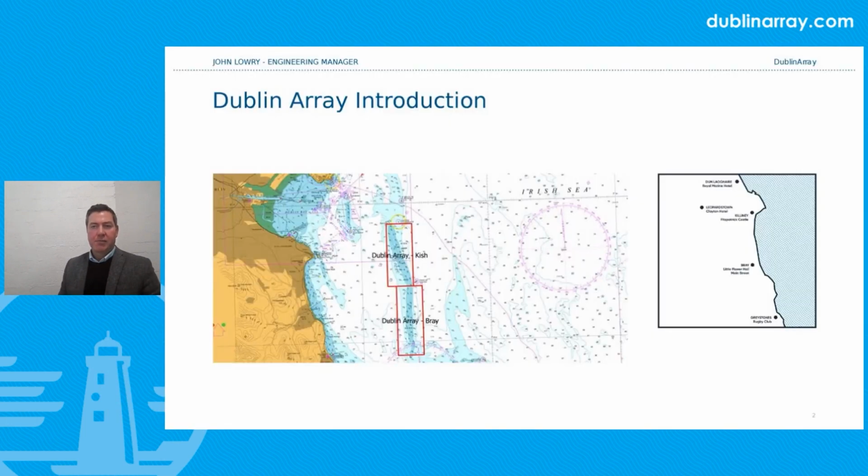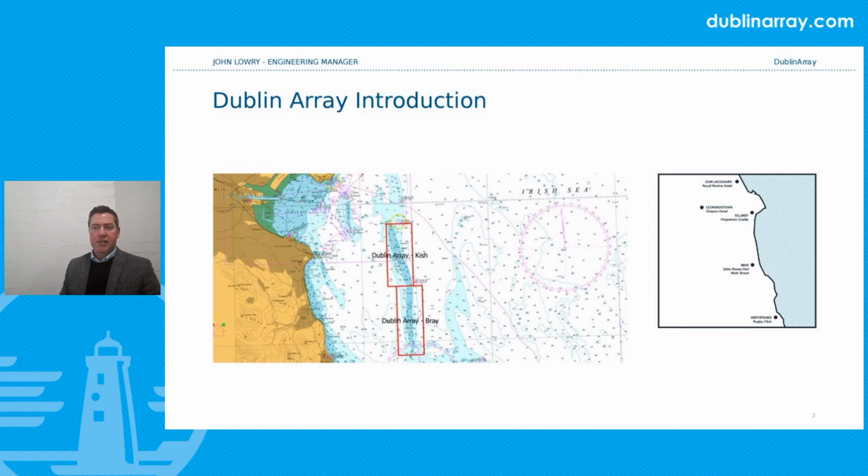The following information provides a high-level view of Dublin Array and a walkthrough of each primary element of the project and how we are progressing its design. Dublin Array is a proposed offshore wind farm off the coast of Dublin and Wicklow. The area under development is denoted here by the red line boundary and is approximately 10 kilometres off the coastline.